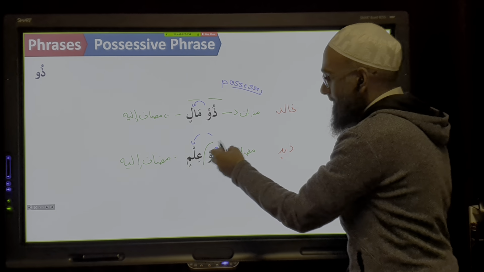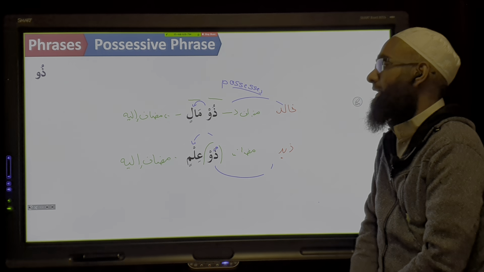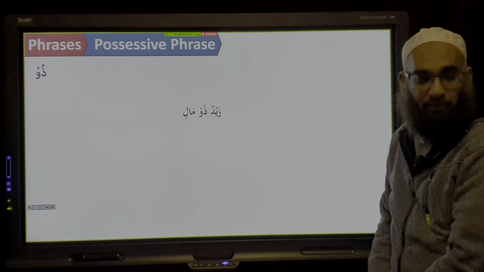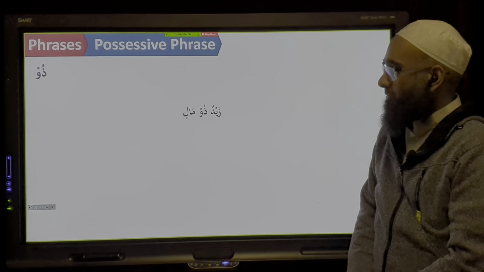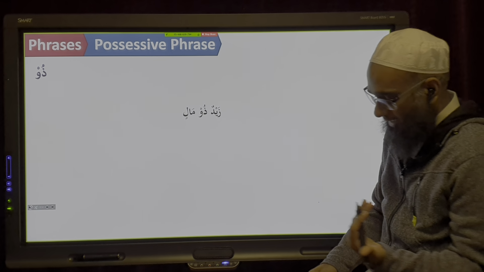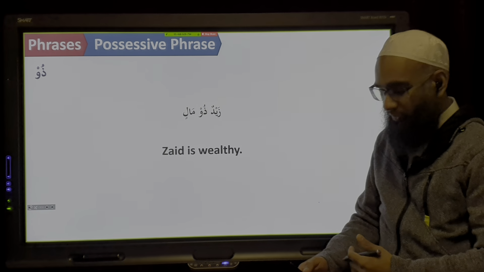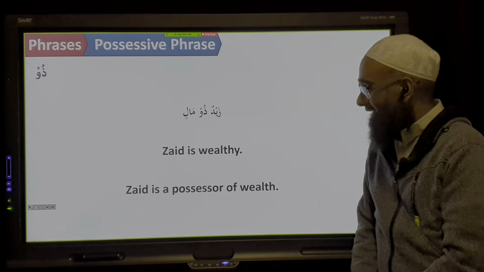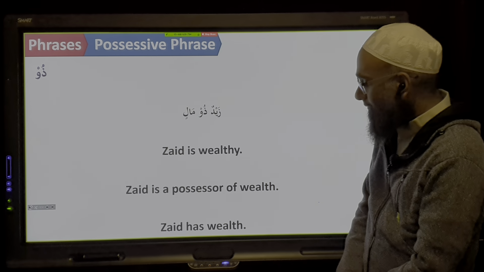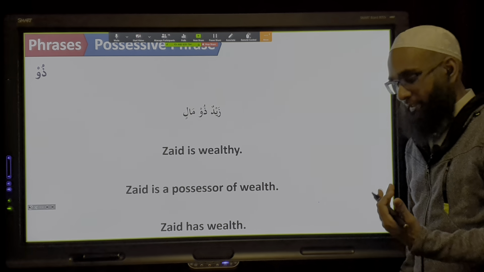So the dhu doesn't own the ilm, but the word before it, the mubtada or the man'oot before it, has the mudaf ilay. For example, Zaydun dhu mal literally means Zayd is one who possesses wealth. Or you can say Zayd is wealthy, Zayd is a possessor of wealth, Zayd has wealth. You can adjust the translation accordingly.